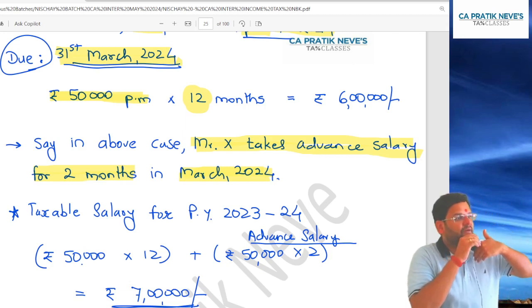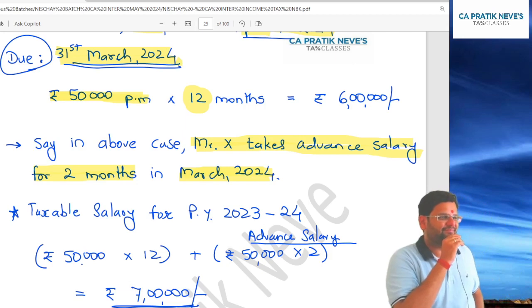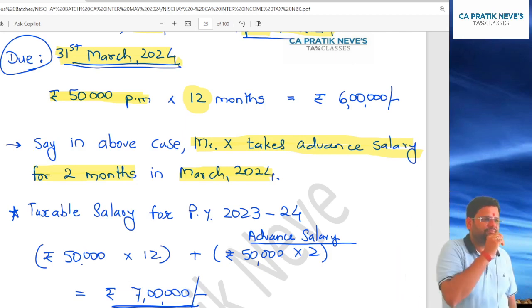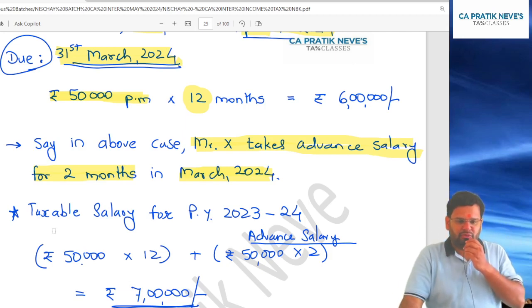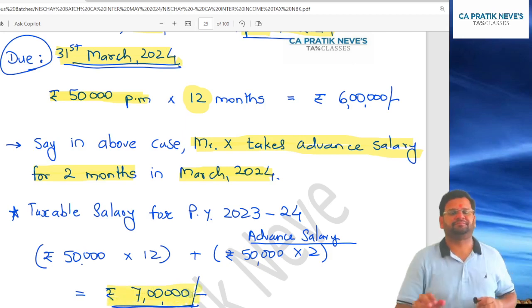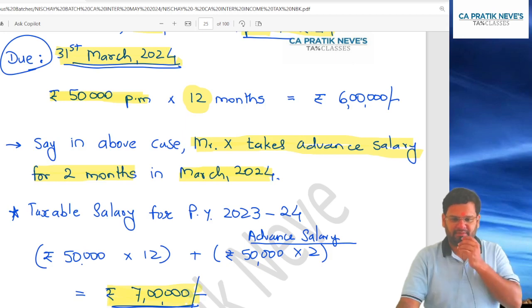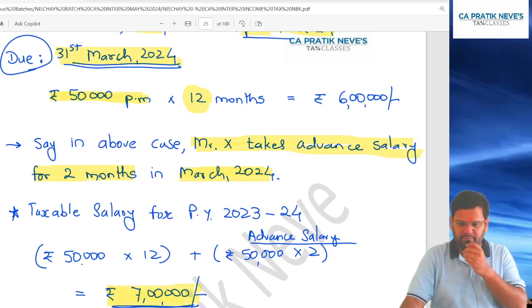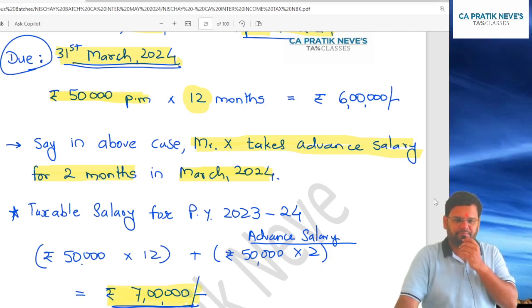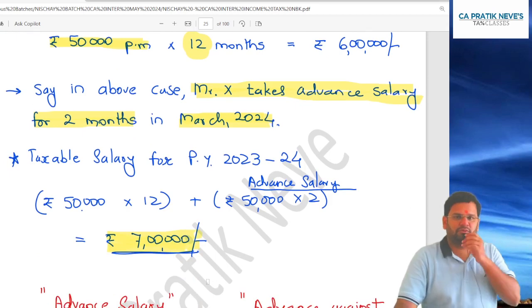Of course, in PY 24-25, this 1 lakh will not be taxed again. You have already taxed it. Never ever will you have double taxation. So here I reach till 7 lakh as my salary, if there was advance salary received. Clear? Did you get? So reach till 7 lakh.